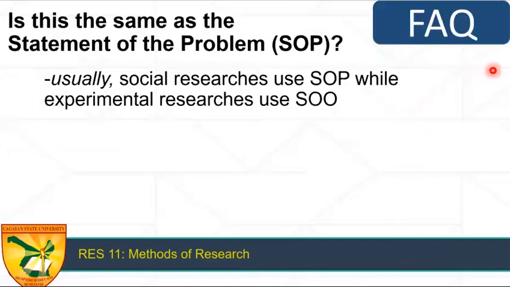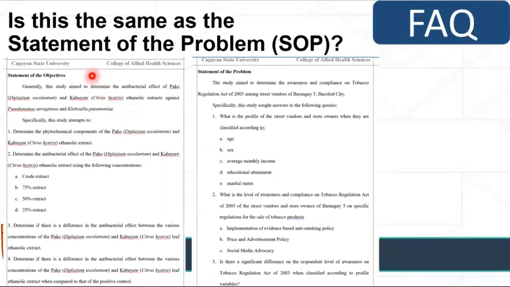So frequently asked question, is this the same as the statement of the problem? Usually, social researches use SOP, statement of the problem, while experimental researches use statement of the objectives. So these are the differences. If you see your SOO, for experimental studies, it is in objective form or narrative format, declarative form. For statement of the problem, it is in question form, commonly used for your social researches.